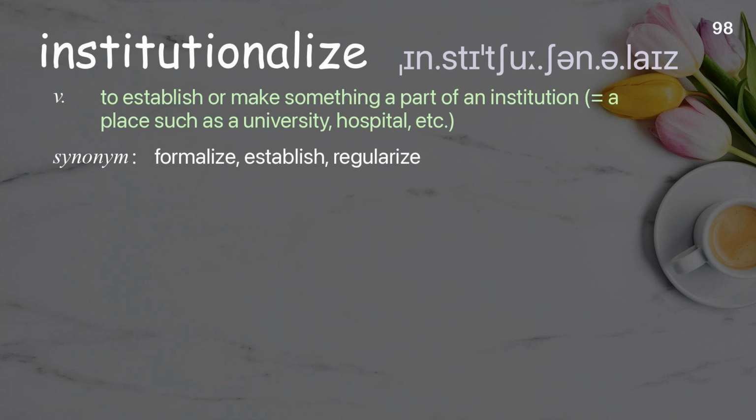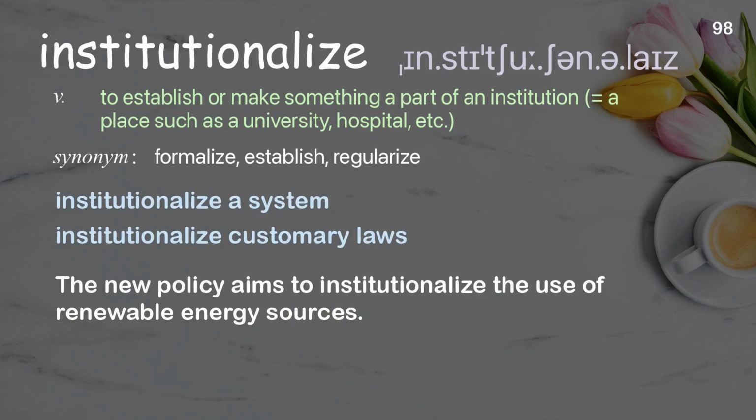Institutionalize. To establish or make something a part of an institution, equals a place such as a university, hospital, etc. Examples: Institutionalize a system. Institutionalize customary laws. The new policy aims to institutionalize the use of renewable energy sources.